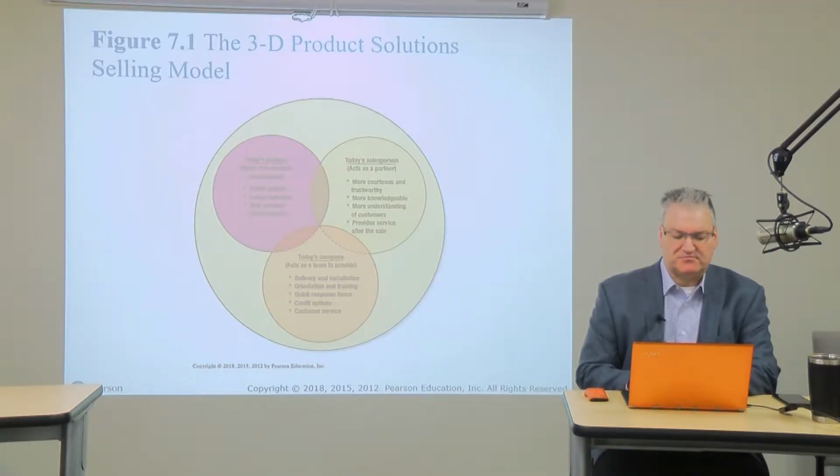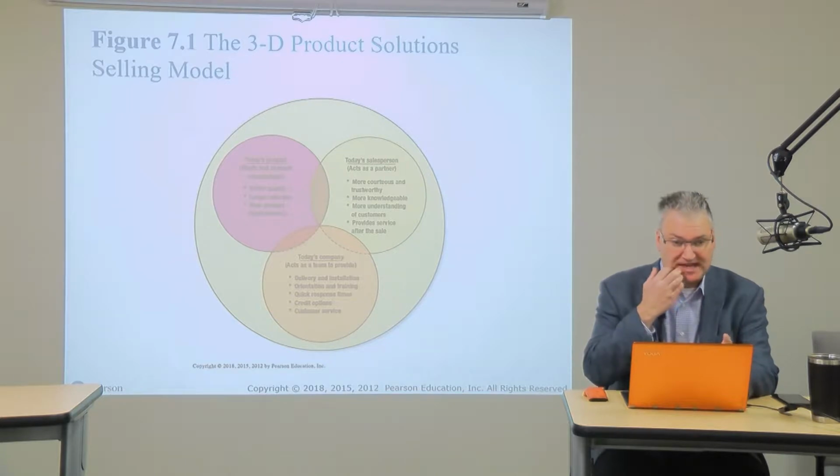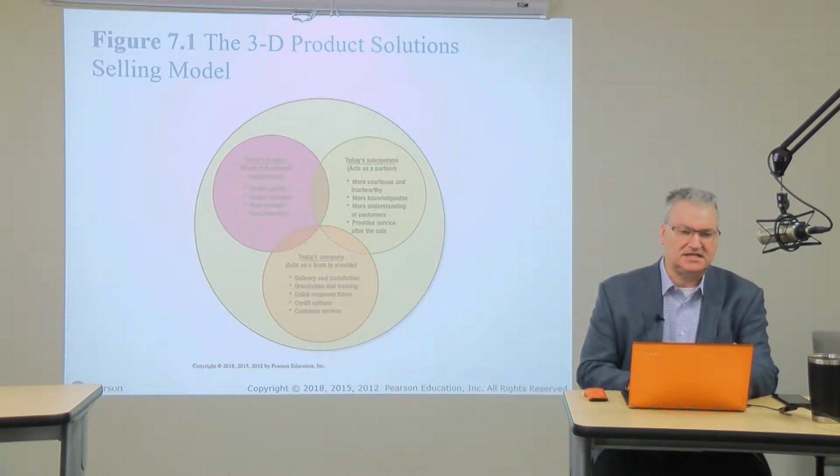So again, using the 3D product solution selling model, some of the things we're going to get into are product, company, and salespeople, but we really want to look at today's product, today's salesperson, today's company. When you look at this model, the three-dimensional product selling solutions model, a successful product strategy is going to include a cluster of satisfactions that meet the needs of today's better educated and more demanding customers.